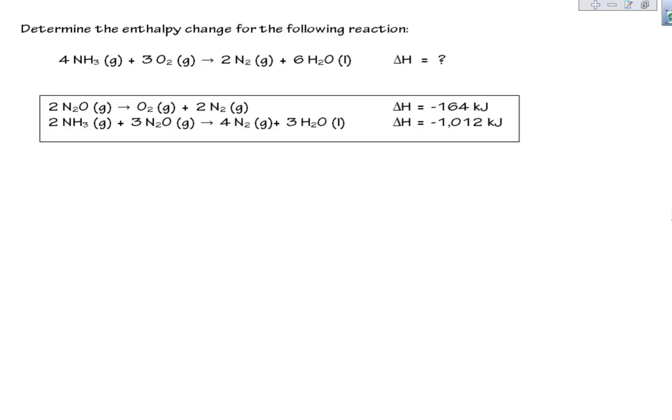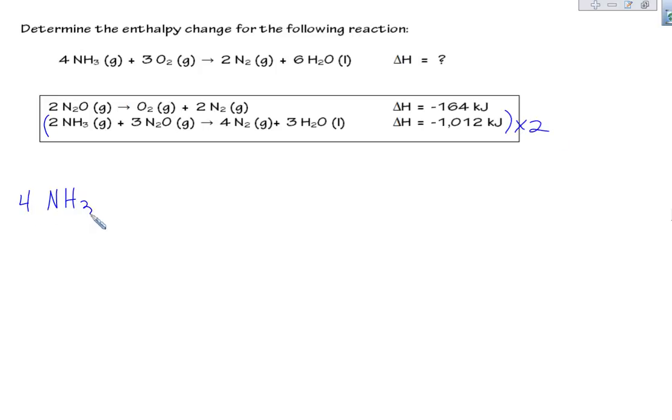Okay. So again, I usually just start with whatever comes first in the balanced equation. So if I want 4 ammonia, I just look at my elementary steps. I see what I have available. Let's try to get 2 ammonia. So how about we take this second step and we multiply it by 2.